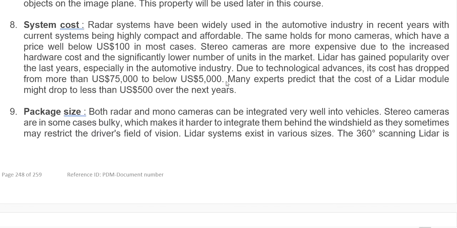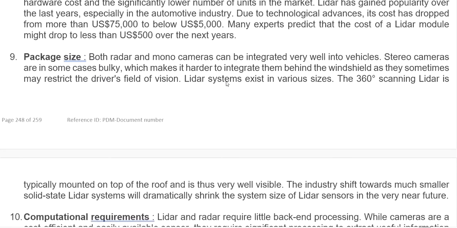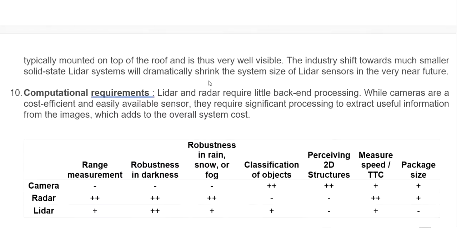On the package side, both radar and mono camera can be integrated very well into the vehicle. Stereo cameras are somewhat bulky and harder to integrate than behind the windshield, as they sometimes may restrict the driver's field of vision.